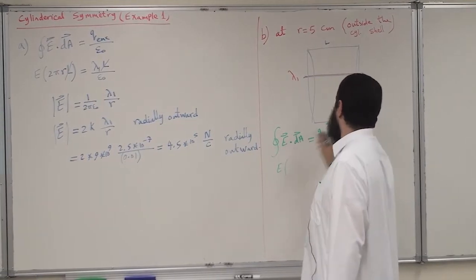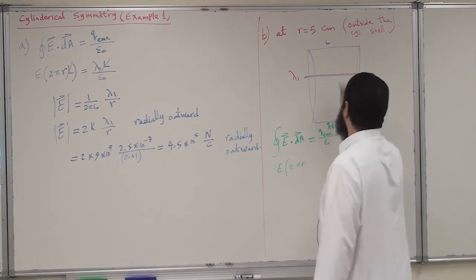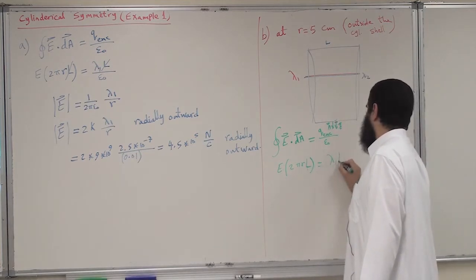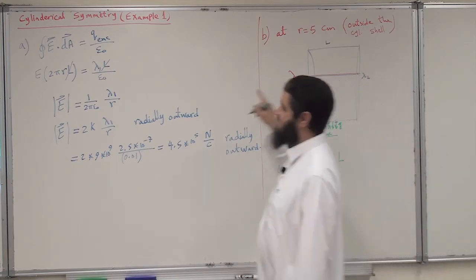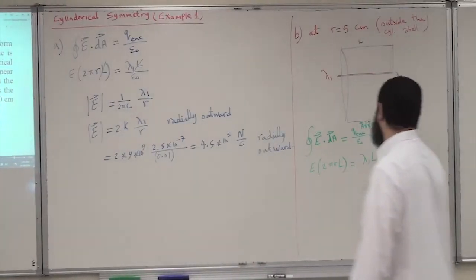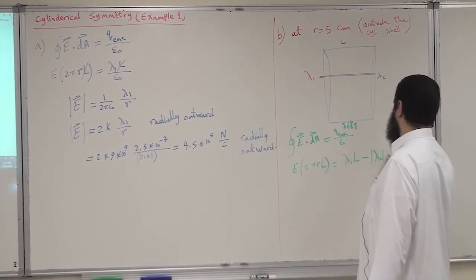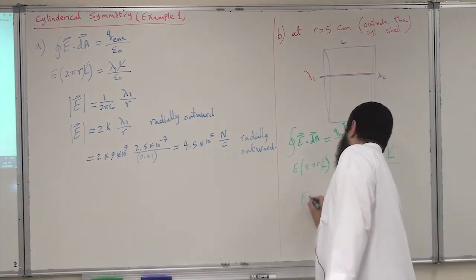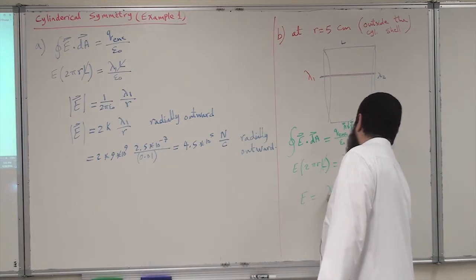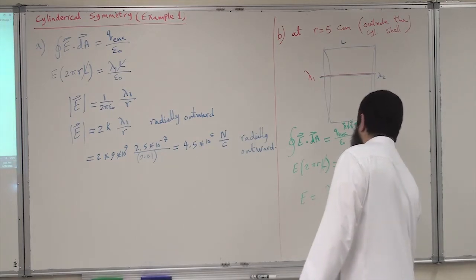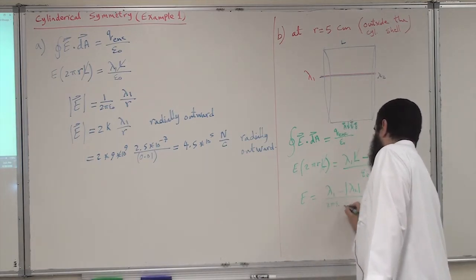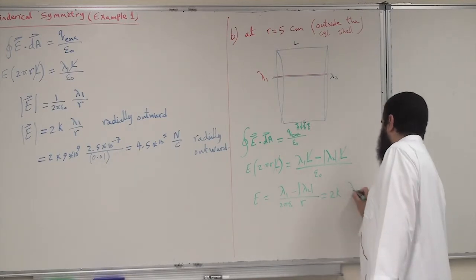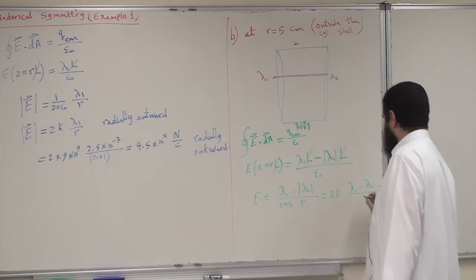So E multiplied by the surface area, which is 2 pi r multiplied by the length L, equals Q enclosed. I have lambda 1 multiplied by its length, and lambda 2, but lambda 2 is negative. I'll take its magnitude, and there will be subtraction here. So this will be minus the absolute value of lambda 2 multiplied by the same L, divided by epsilon naught. Okay, so L with L with L will cancel, and we end up with the electric field outside equals lambda 1 minus the magnitude of lambda 2 divided by 2 pi epsilon naught multiplied by r. But 1 over 2 pi epsilon naught is nothing but 2k, so 2k times lambda 1 minus lambda 2 divided by this r.